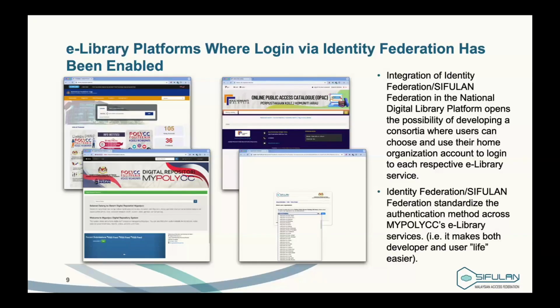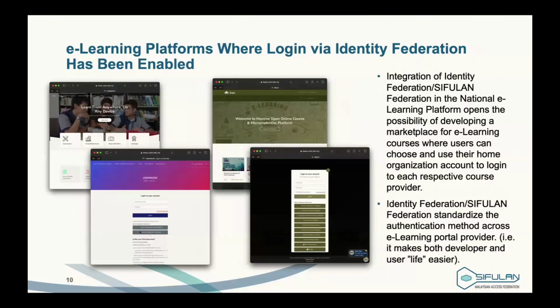So the students and staff of each polytechnic and community college can access this e-library platform using their home organization account, which uses Entra ID. And they can also do cross access. This library is only accessible within the polytechnic and community colleges department, but among themselves they can do a cross login. And we also made Identity Federation login enabled for the e-learning platform.